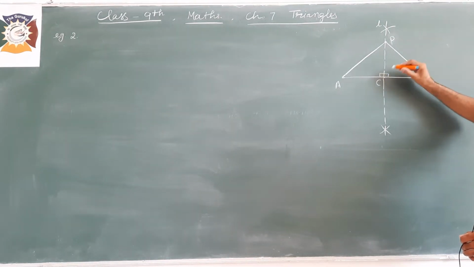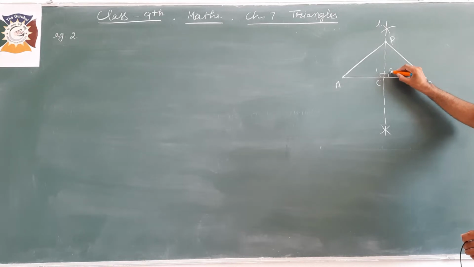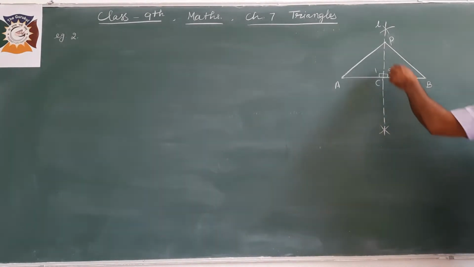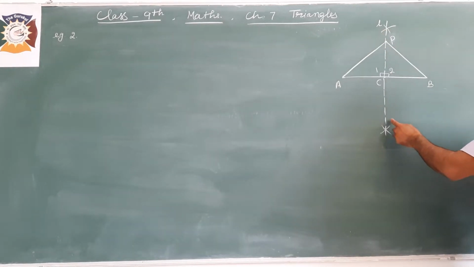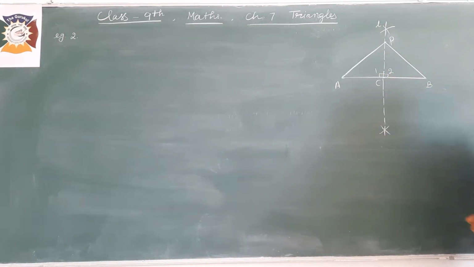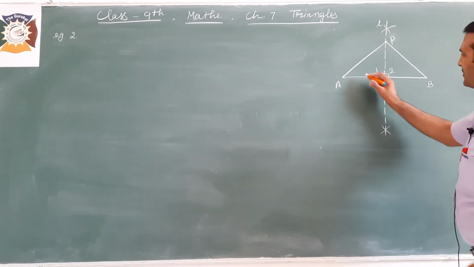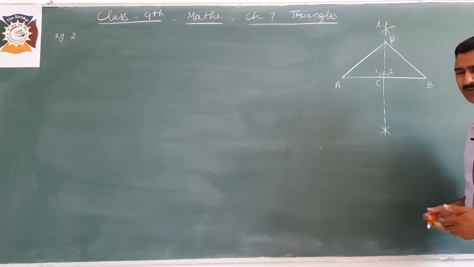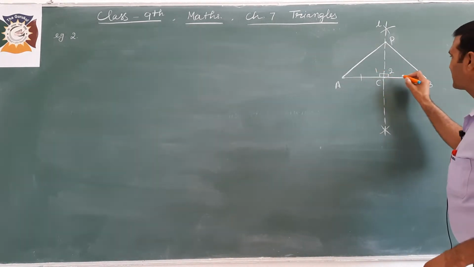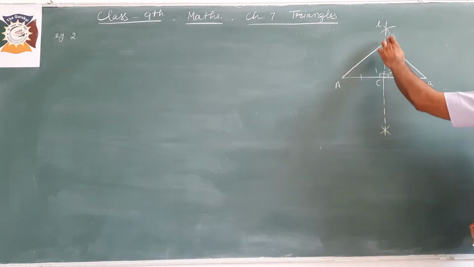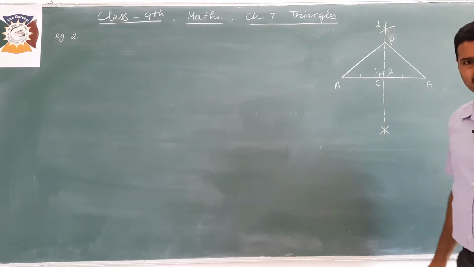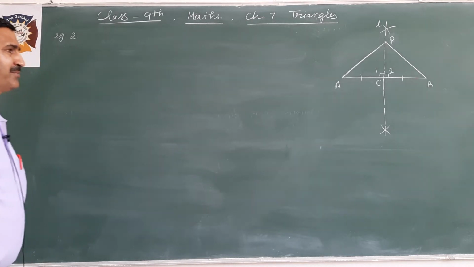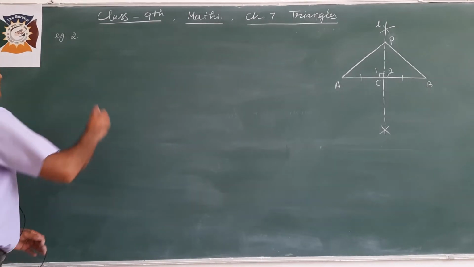Because this is the perpendicular bisector, these two angles, this is angle 1 and this is angle 2, are equal. These angles are 90 degrees each, and AC is equal to CB because this is the perpendicular bisector. Bisector means these two parts are equal, and the third part PC is common. So I'll take these two triangles, triangle PAC and PBC.